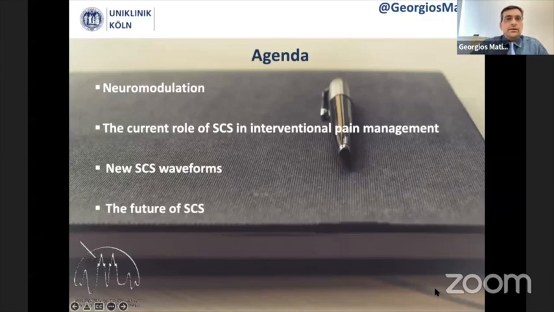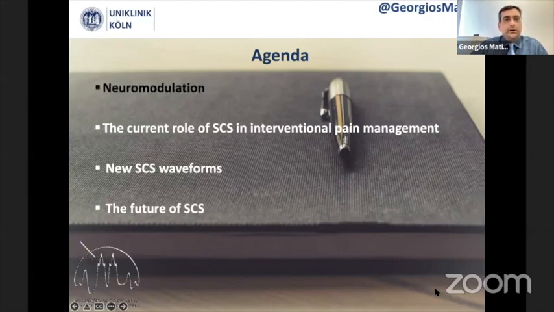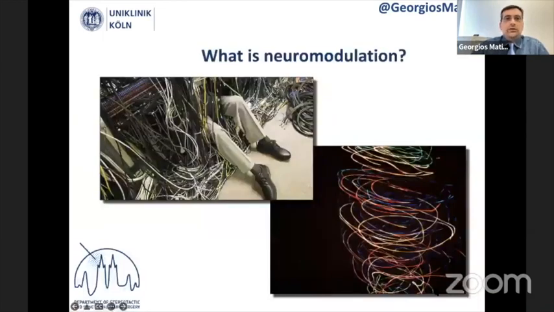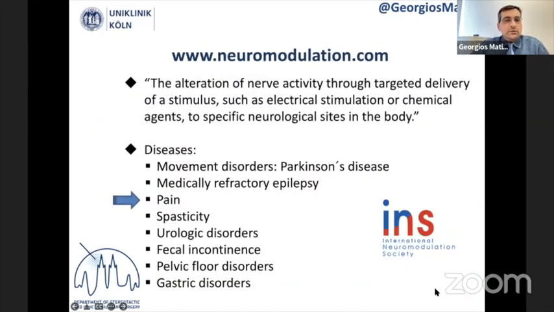The agenda: over the next minutes, we're going to speak a little bit about neuromodulation, because I'm sure there are colleagues among us who never heard about neuromodulation, about the current role of spinal cord stimulation in interventional pain management, about new waveforms, and about the future of spinal cord stimulation. Let's start with the definition. What is neuromodulation? Is it all about cables, or maybe not? On the website of the International Neuromodulation Society, you will find the following definition. Neuromodulation can be defined as the alteration of nerve activity through targeted delivery of a stimulus, such as electrical stimulation or chemical agents, to specific neurological sites in the body.